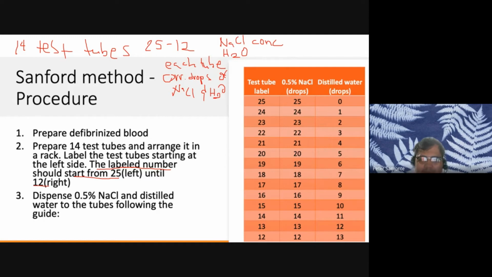So for tube 25, you have to add 25 drops of 0.5% sodium chloride and 0 drops of distilled water. For your tube number 24, you're going to add 24 drops of 0.5% sodium chloride and 1 drop of distilled water.